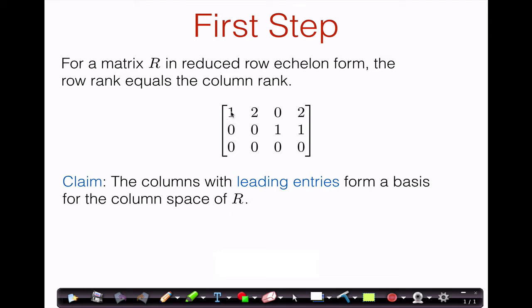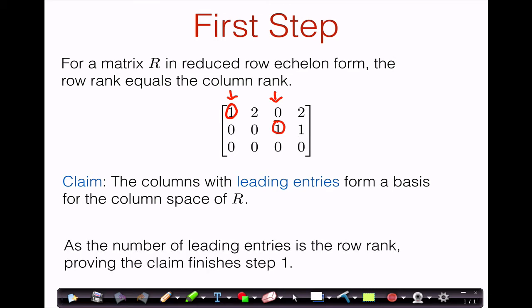So again, leading entries are the first non-zero entries in a row. So this matrix has 2 leading entries, and that means that the first column and the third column are the columns here with leading entries. We're going to refer to these as pivot columns because they're columns that contain the pivots. So the claim is saying that in this case, columns 1 and 3 will be a basis for the column space of this matrix.